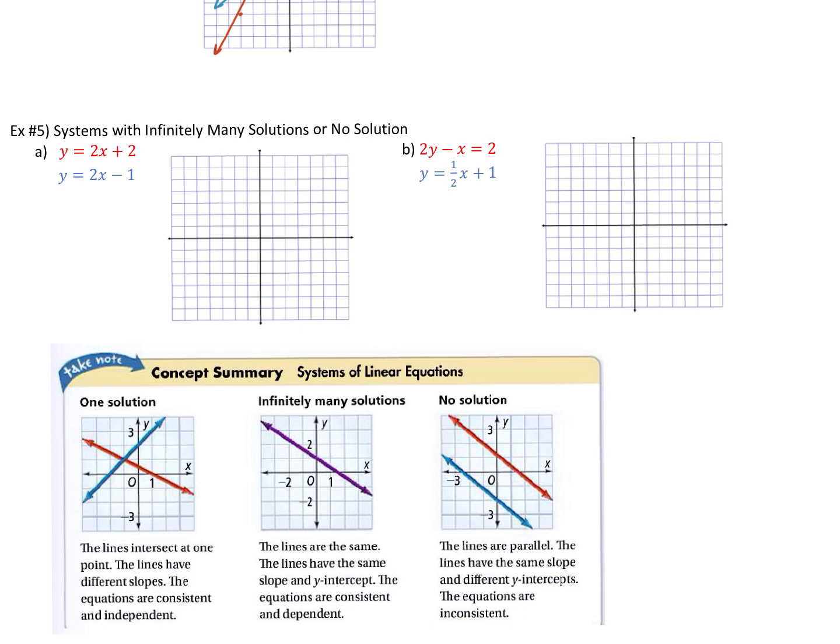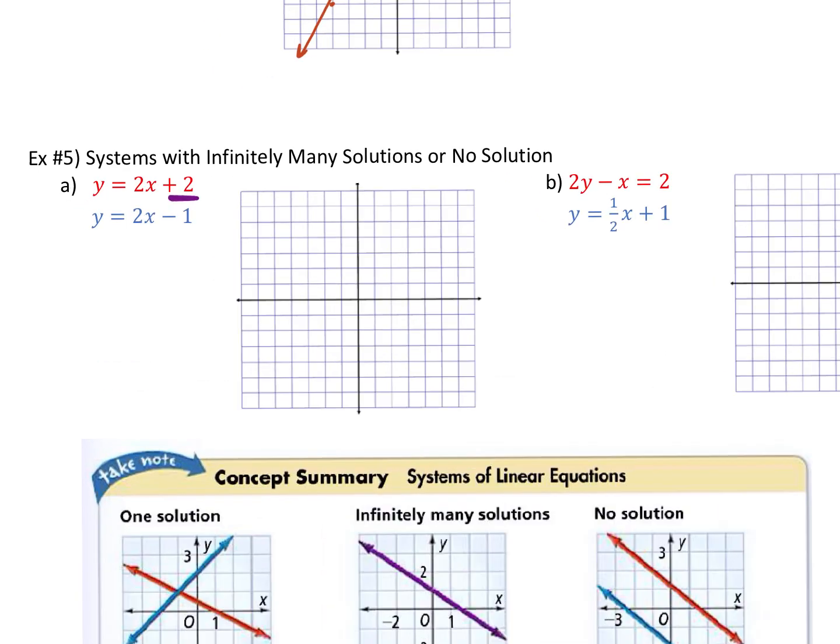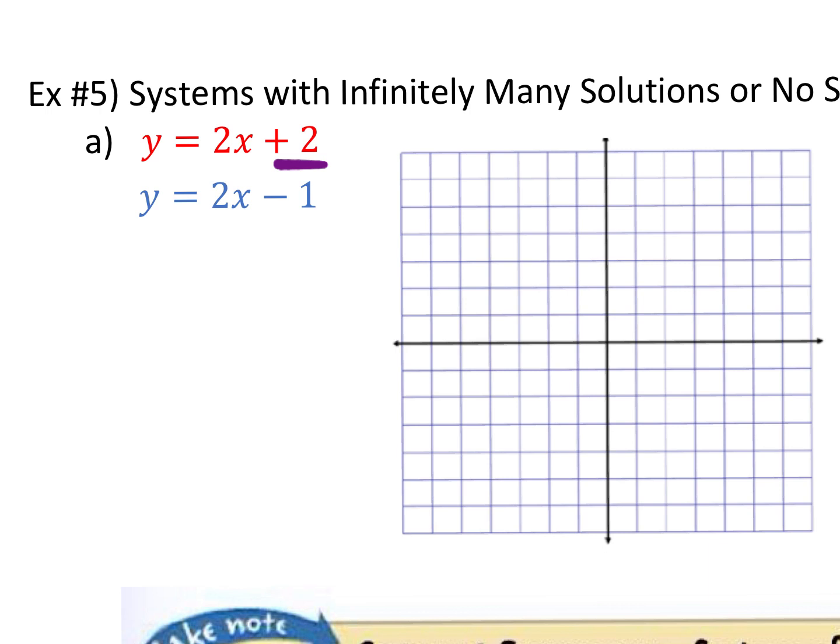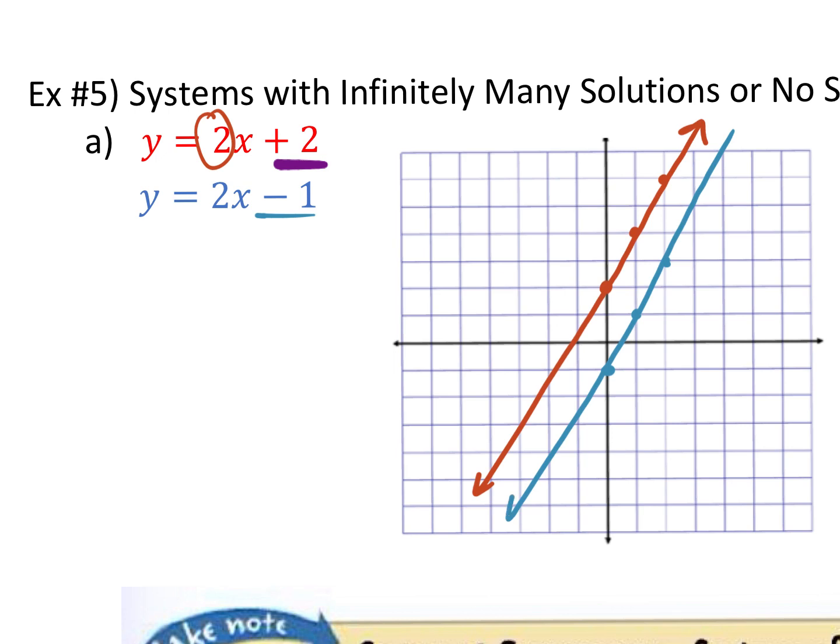So you should be able to tell kind of just from the equations if there'll be no solution, okay? Take a look at this first one. We're going 2x plus 2. So we're going to go up 2. And then our slope is 2. So up 2 to the right 1, up 2 to the right 1. So that gives us this line. Okay, our blue line, we start at negative 1, so down 1. And then it is up 2 over 1, up 2 over 1, and we graph that line.